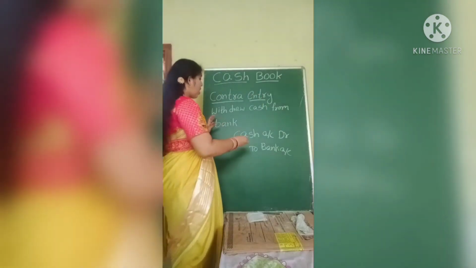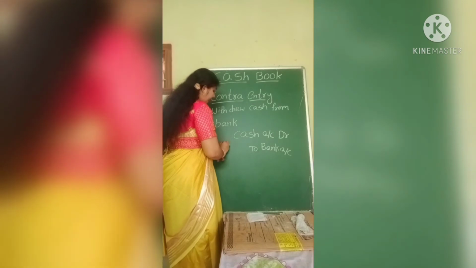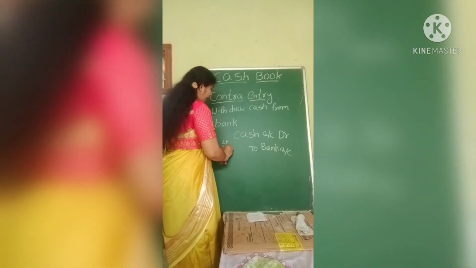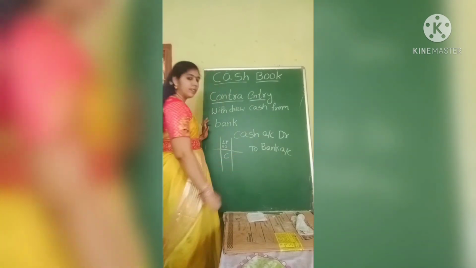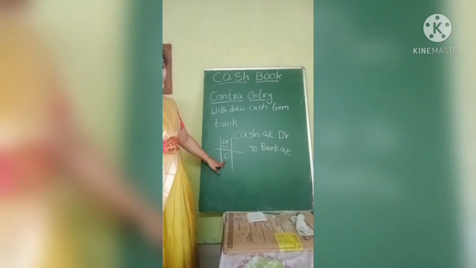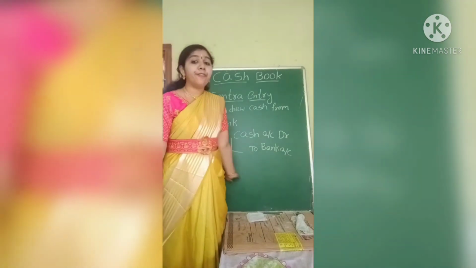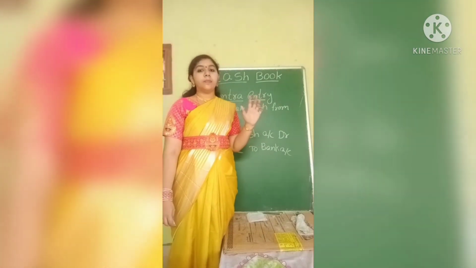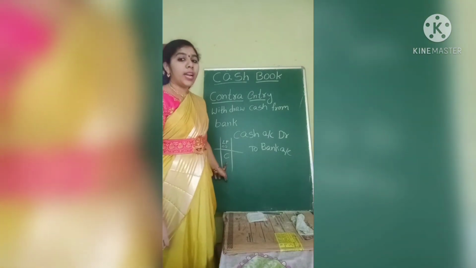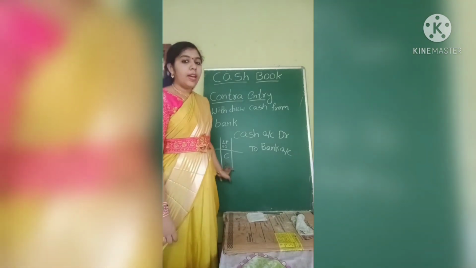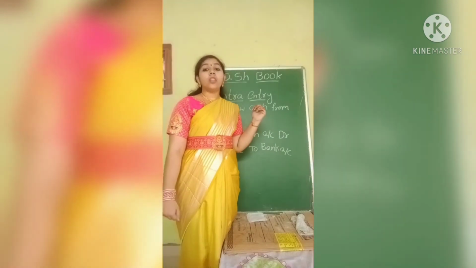Right? Contra entry means in the LF number column, we have to write C. We have to write C. It is the sign for contra entry. See here, this is the sign for contra entry. Right, this is the topic contra entry.